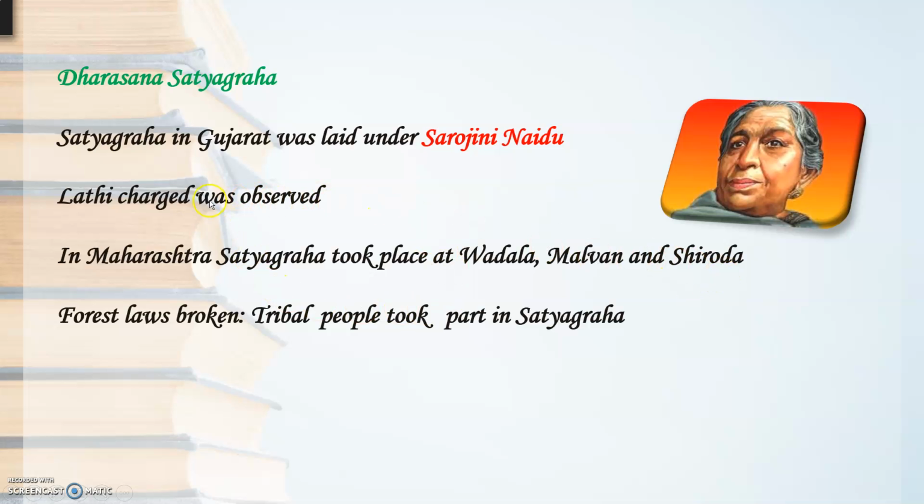You will realize, students, that people all over India were now following Mahatma Gandhi's path of Satyagraha to get their rights. Various forest laws were broken, and tribal people took part in the Satyagraha. Tribal people are the people who stay in the forest, for example, Adivasis. They live in the forest and their daily livelihood is dependent upon the forest. So, because the Britishers tried to touch the forest laws, even the tribal people took part in the Satyagraha.